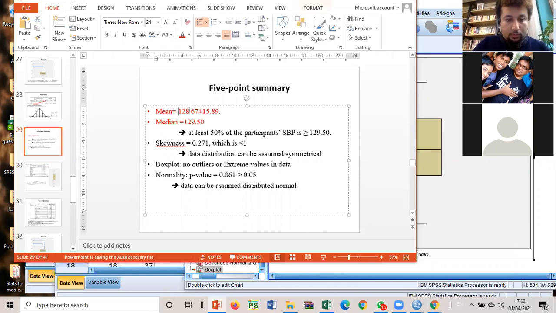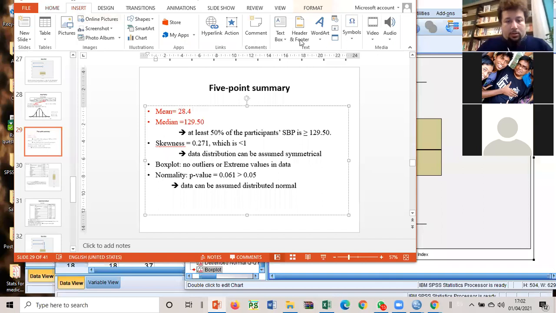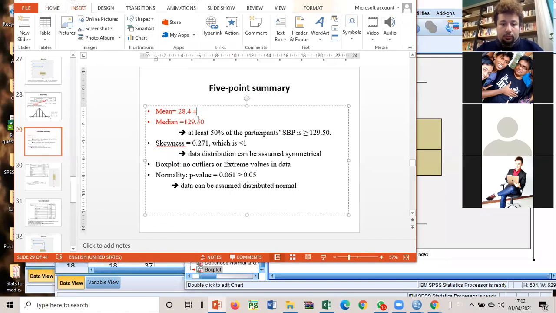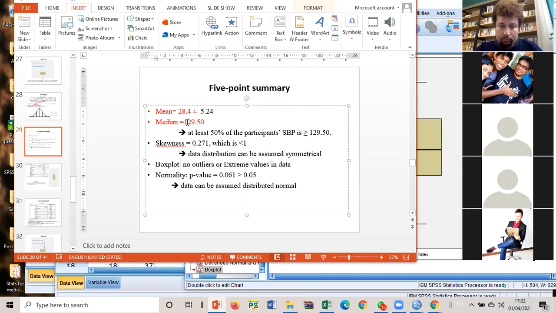Mean is 28.4. Median is 28. What about standard deviation? You can't just say mean. Plus minus 5.24. Median is 28. What does it mean? Participants' BMI is more than 28 for 50 percent. Right. Skewness.